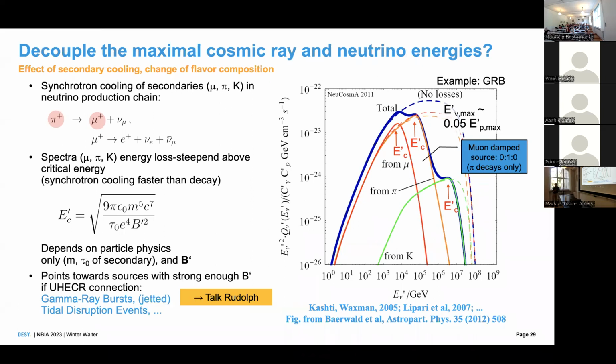So now just to summarize that, we had the difference between the PP and P gamma interactions depending on the gamma target, or if you have PP or P gamma, and also potential secondary cooling affecting the neutrino spectra.